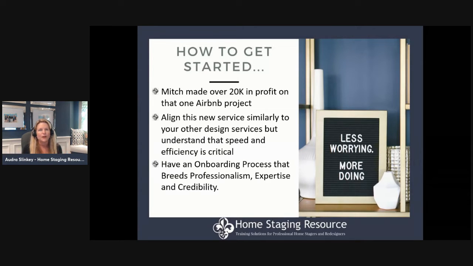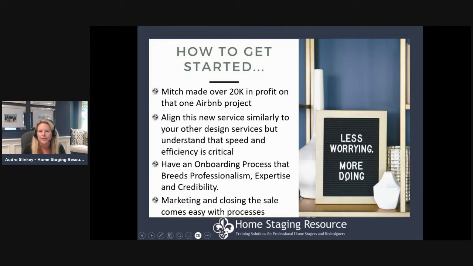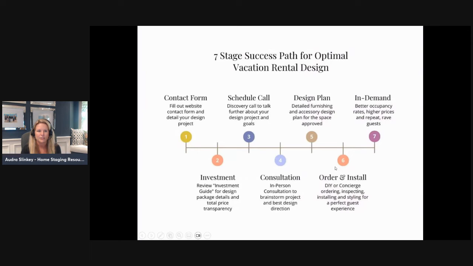I don't know if you've noticed this, but in the last year and a half, everybody's had to up their game as designers and stagers. So having that professional onboarding, expertise, and credibility will help you market your business better and close the sale. Closing the sale comes easy when they believe that you will handle that job better.